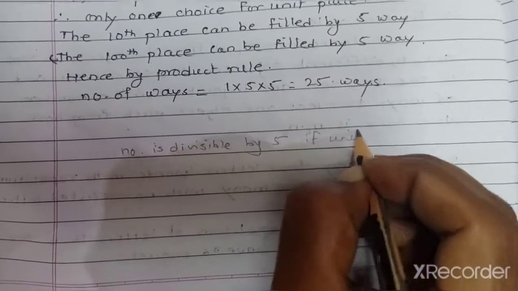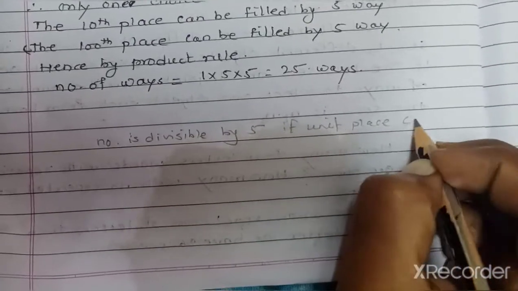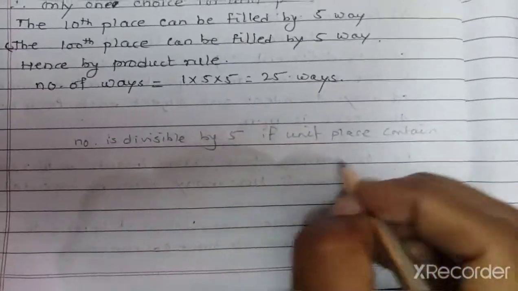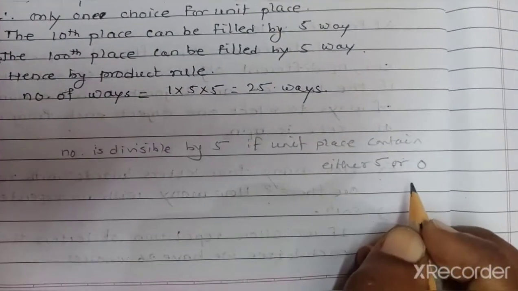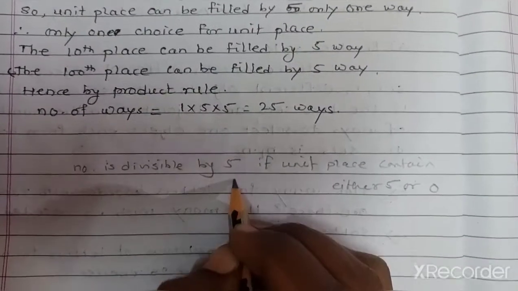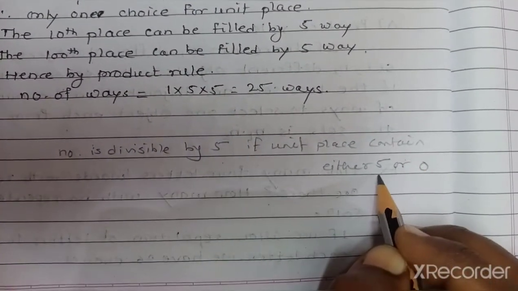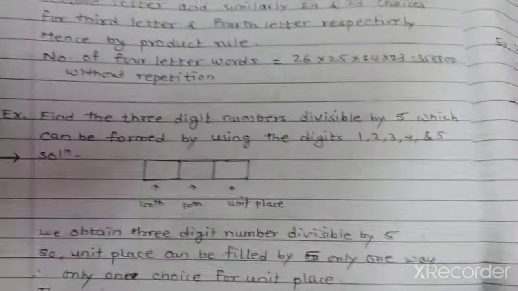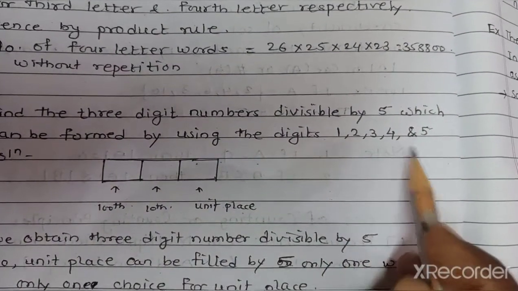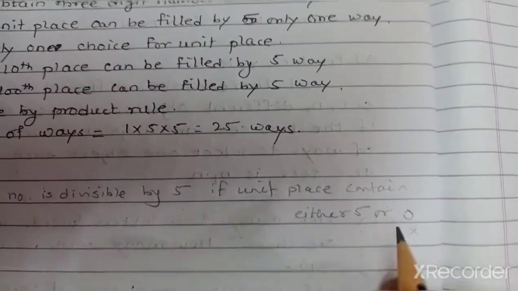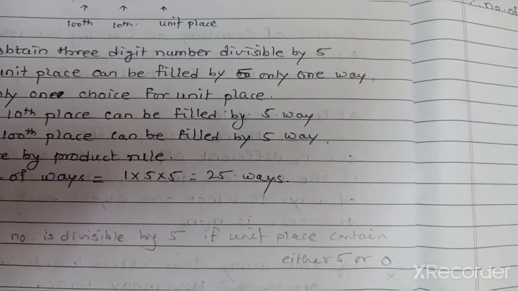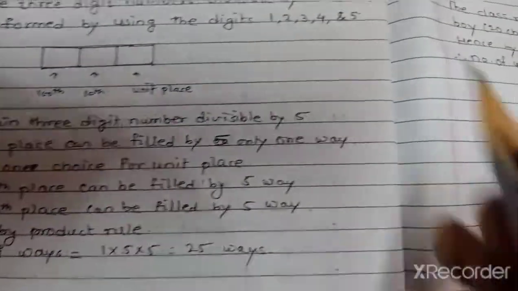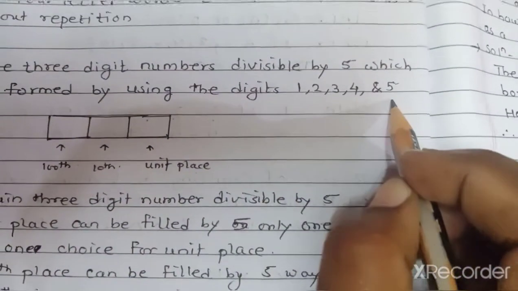If the unit place contains either 5 or 0. So we say the number is divisible by 5 if the unit place contains 5 or 0, but the numbers given here are 1, 2, 3, 4, 5, so they do not contain 0, so this condition does not occur. But it is divisible by 5 if the unit place contains 5, or only if it is a 5. So 1, 2, 3, 4, 5 digits are given.